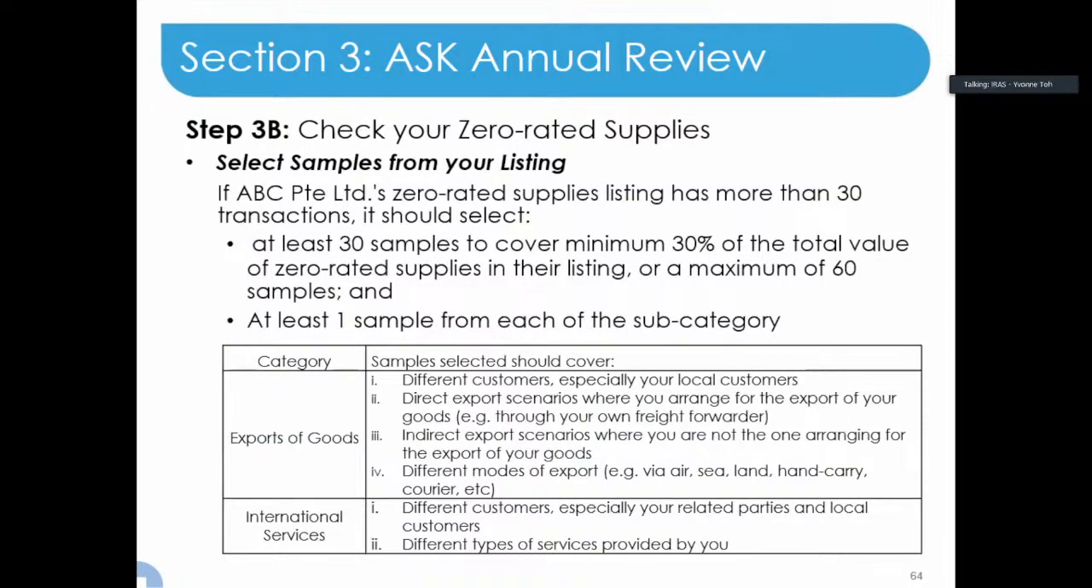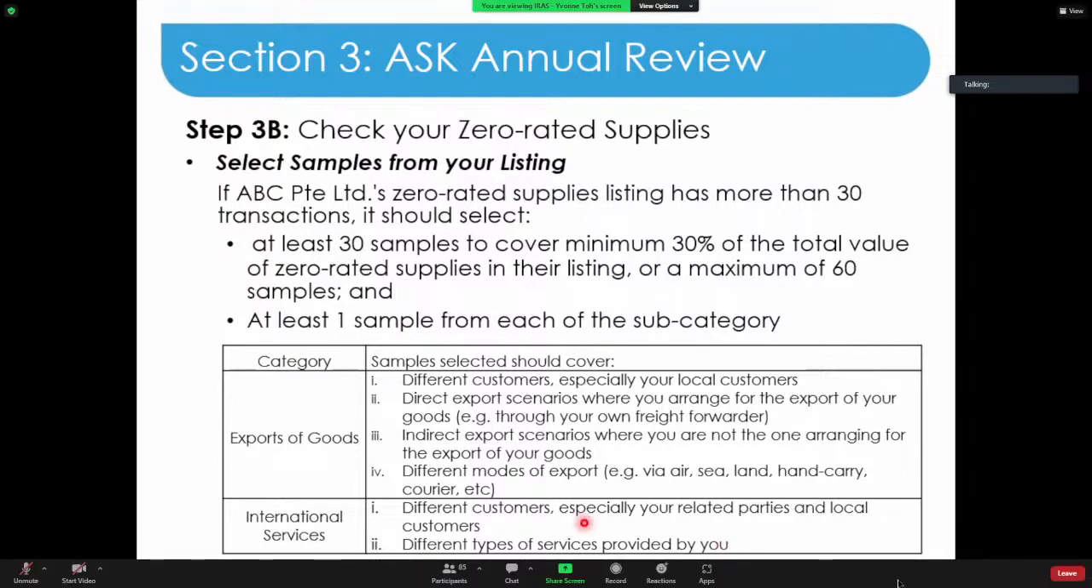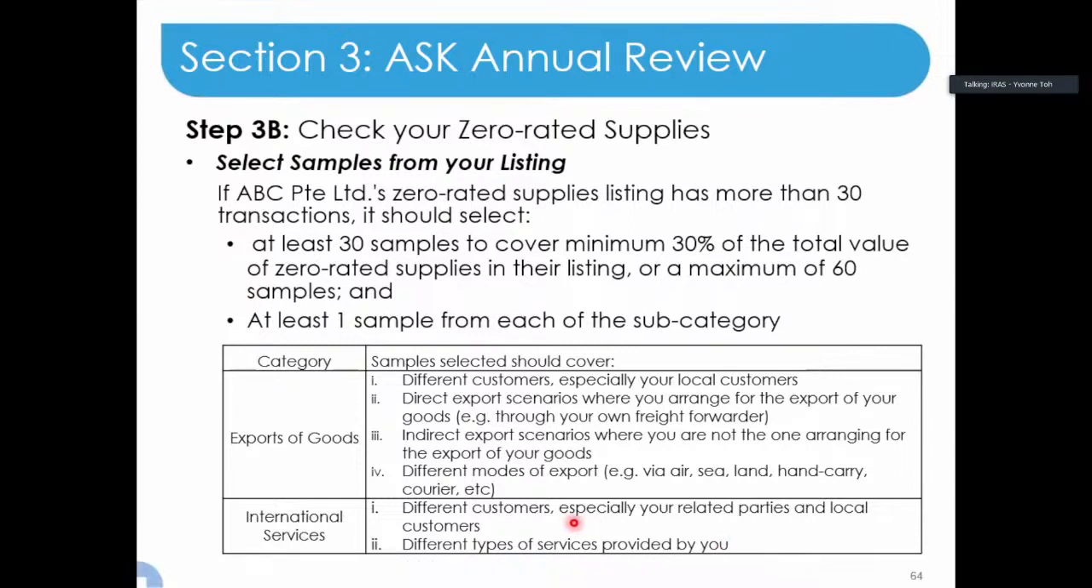After reviewing the zero rated supply listing, ABC will then need to select the samples to perform the review. As mentioned, if the listing has more than 30 transactions, they should select at least 30 samples to cover a minimum 30% value or a maximum of up to 60 samples. And the selected samples should cover the different categories as shown in the table. For export of goods, ABC must select transactions involving different local and overseas customers, different scenarios of direct export and indirect export, or the different export modes.